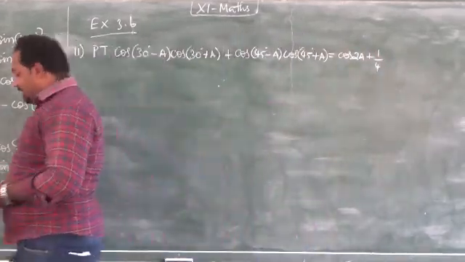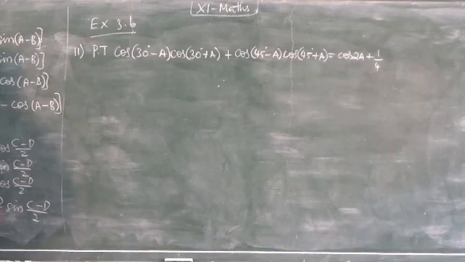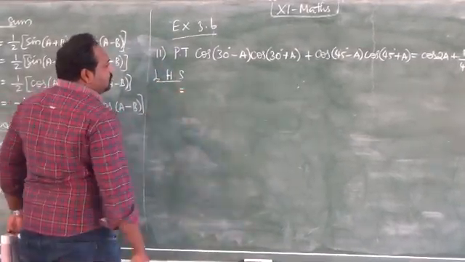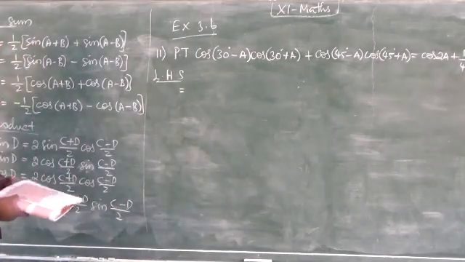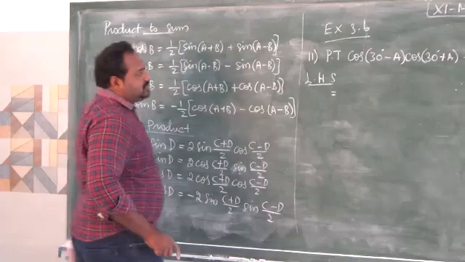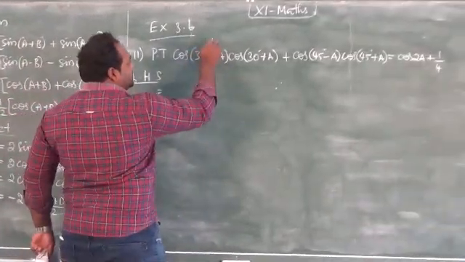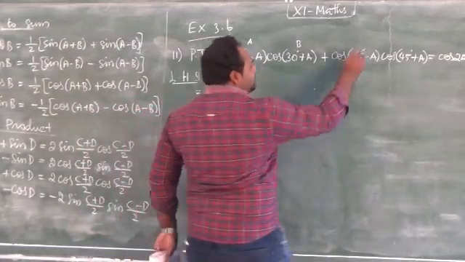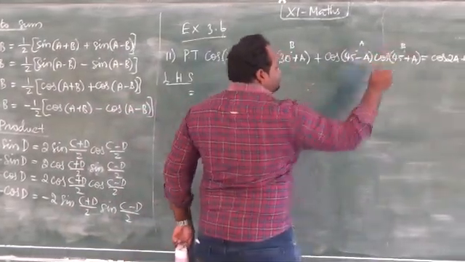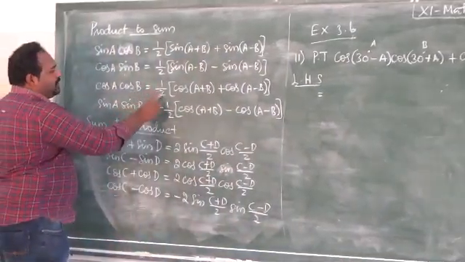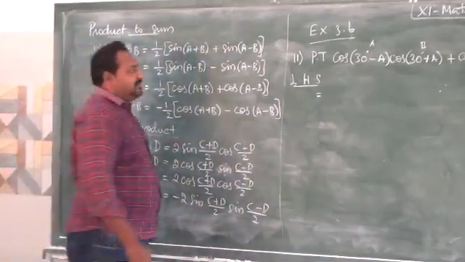Here I am going to take the LHS and prove the RHS. Here also I am going to use the product to sum formula. I am going to consider this bracket as A and this bracket as B. The same formula we can use here. The cos A cos B formula is 1/2 [cos(A + B) + cos(A − B)].